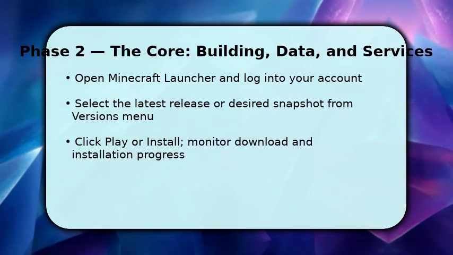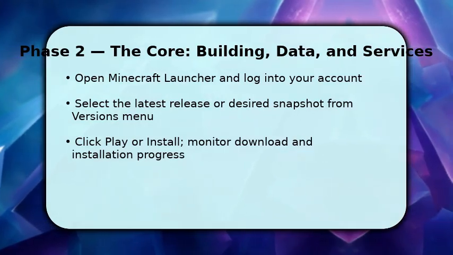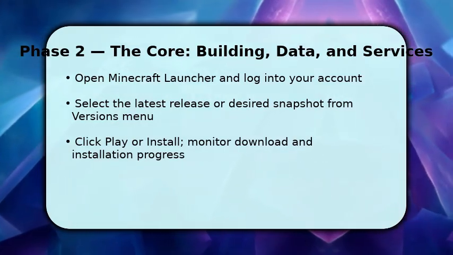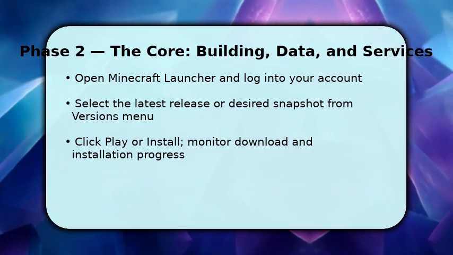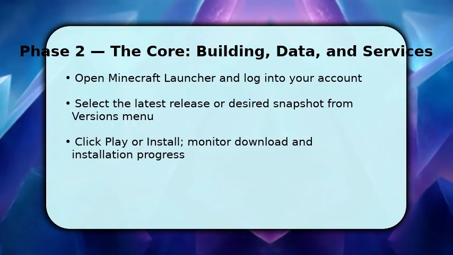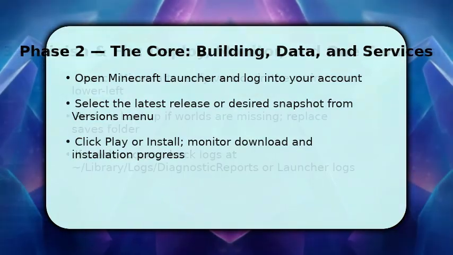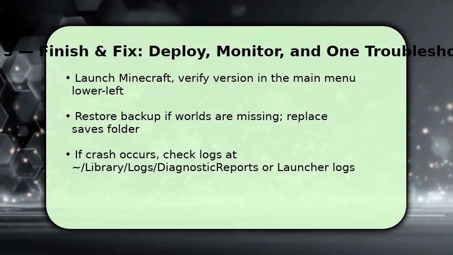The launcher downloads required files and sets up the profile automatically, so watch the progress indicator. Large updates can take several minutes. If you need specific Java options, make sure to edit the installation settings before launching. Once the game launches, confirm the version number in the main menu. This proves the update applied.